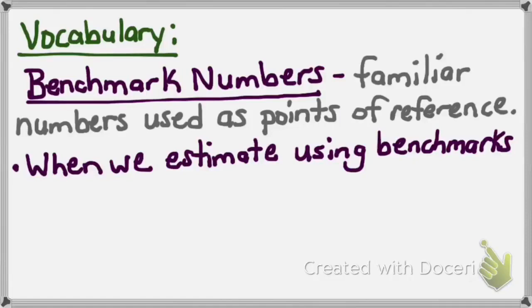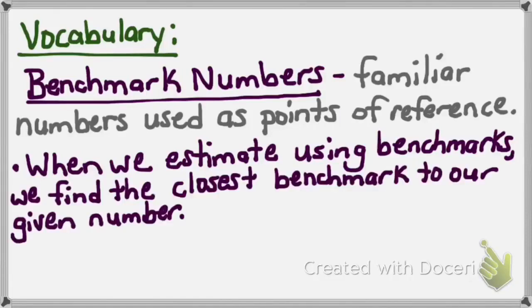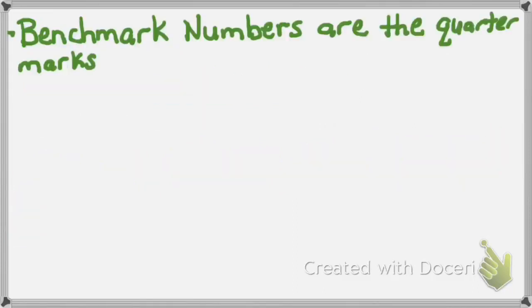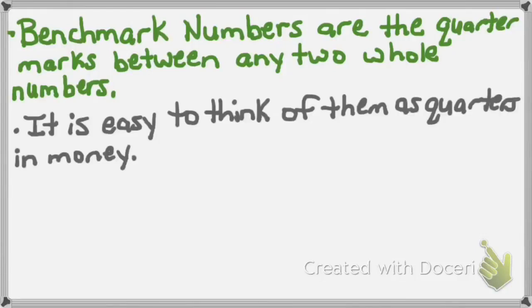When we estimate using benchmarks, we find the closest benchmark to our given number. Benchmark numbers are the quarter marks between any two whole numbers. My trick for benchmark numbers is to think about money and quarters, because I know money and I know my quarters. For me, it makes it easier. So I think it's easy to think of them as quarters in money.